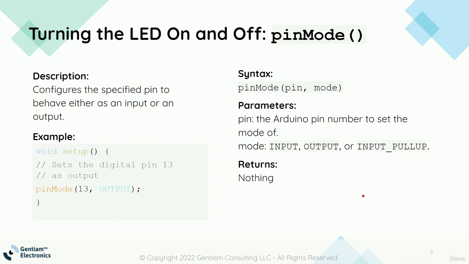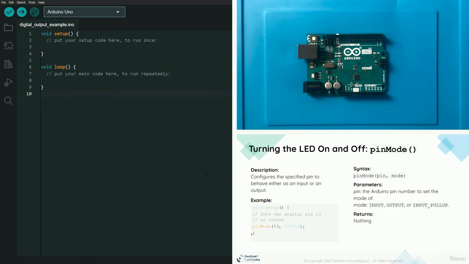If we go over to the example to help us out in figuring out how to use this in our code, we see that we have, just like the syntax says, pinMode, and then our first parameter is pin, which is 13, and then the second parameter is set to OUTPUT. And we see in the comments that it says sets the digital pin 13 as an output. So let's use this example from our documentation to help us write our own code.